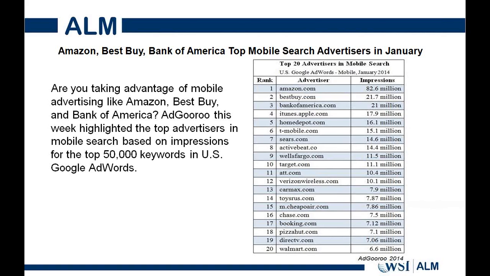All right, so moving on to our next news, AdGuru, which is the PPC platform. They come up with some pretty interesting studies once in a while. So they came out with a recent study that highlighted the top advertisers in mobile search based on impressions, and they were tracking about 50,000 keywords in the U.S. So they were basically looking at the top advertisers in the mobile search category. So it's kind of interesting to see who's doing a lot of this mobile advertising.